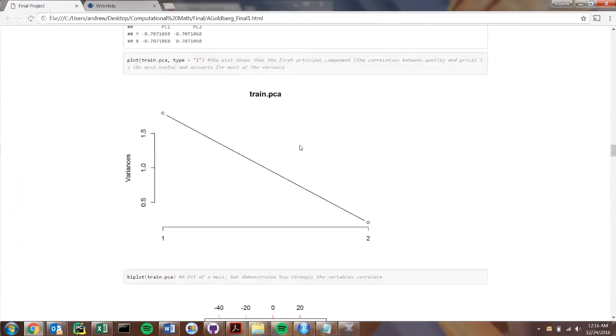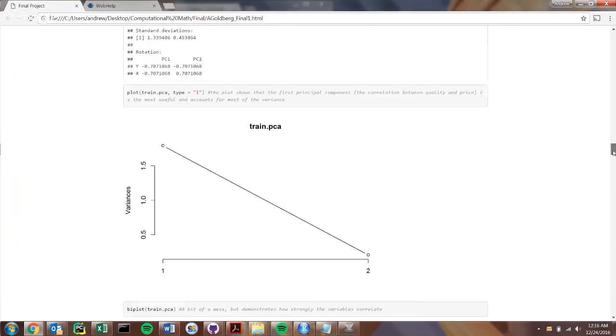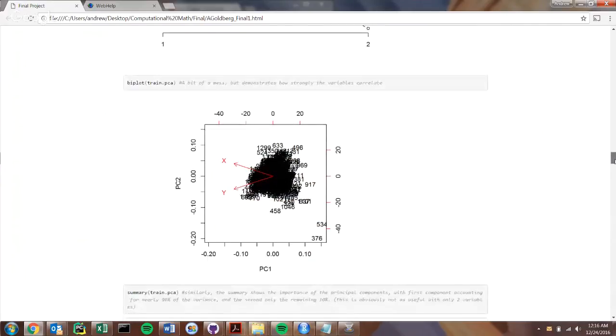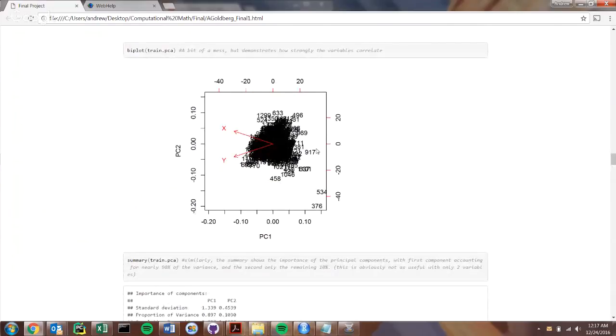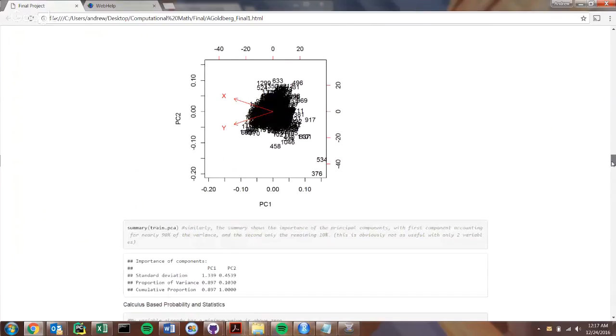If we look at the graph, the variances, it looks like the first principal component makes up most of the variance. The second one is a small fraction of the first. So we can rely pretty heavily on the first component. If we look at the biplot, it's very dense. And if I'm interpreting this correctly, the X and Y are fairly close, so that, again, it shows a pretty strong correlation between these two variables.